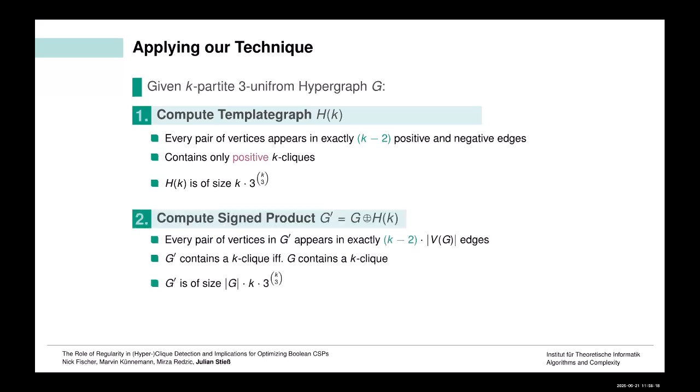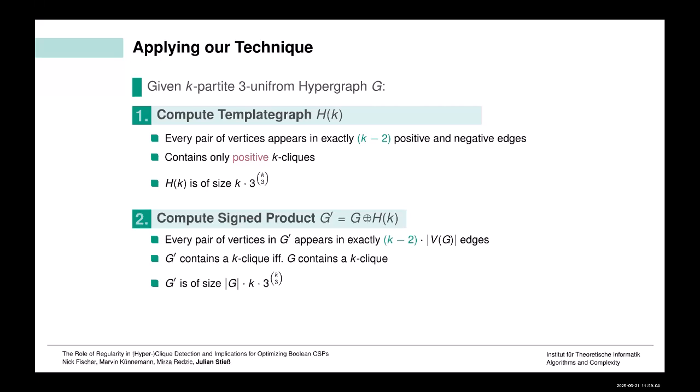Then afterwards, we just construct the signed product with those 2 graphs, and we see that now in G prime, every pair of vertices in the K-partition setting appears in exactly K minus 2 times the size of the original graph many edges. And we also know that since the template graph contains only positive K-cliques with no negative edge appearing, G prime contains a K-clique if and only if G contains a K-clique. And lastly, the graph does not grow in any significant sense because we only have a size increase dependent on K. So that's basically how we can take any hypergraph and make it regular, and if we then find a clique in the regular graph, we will also have the clique in the original graph.